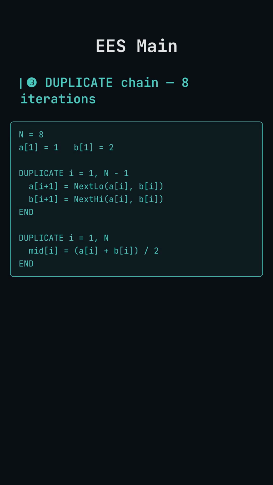In the main body, a duplicate chain calls both functions, repeatedly narrowing the bracket with each index step. Paste all 3 sections into a blank EES window and press F2 to solve. Pause and try it out.